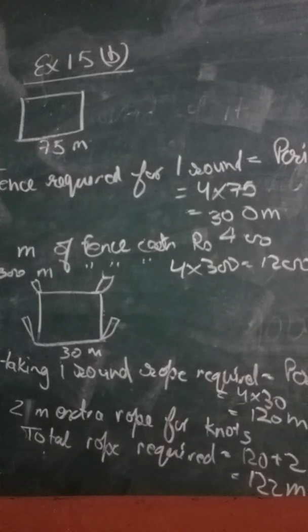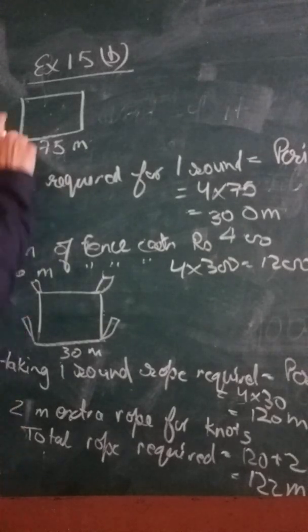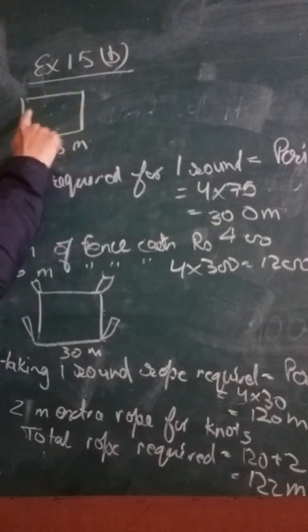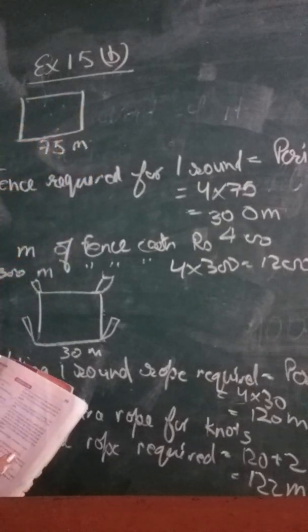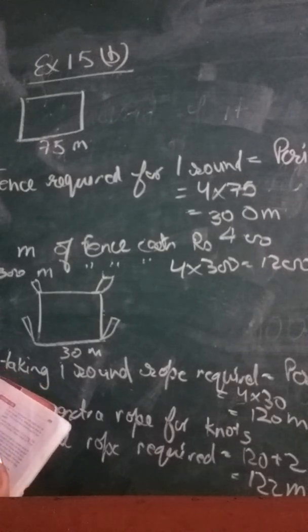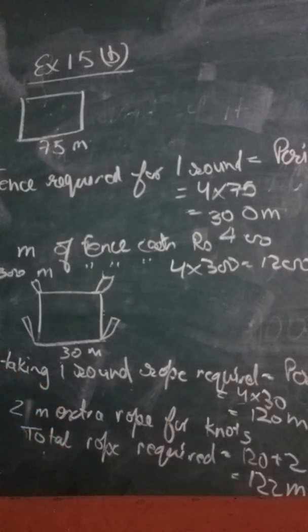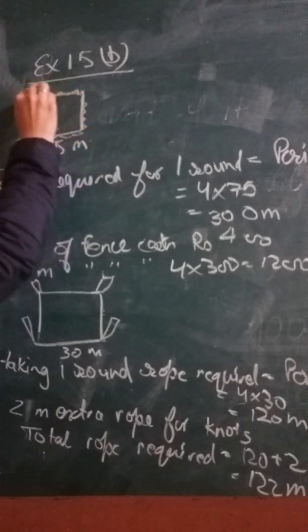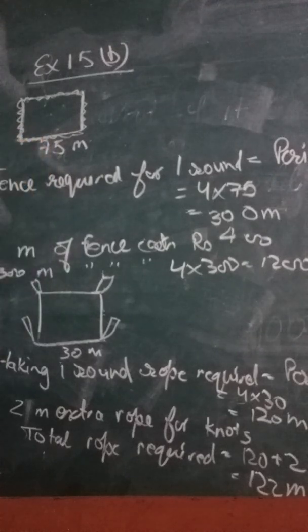Good morning class. Now we are in continuation of our exercise 15b and we are on 6th question. The 6th question says a square piece of ground 75 meter long. So there is a square piece of ground, each side is 75 meter. Find the cost of erecting a fence around it at rupees 4 per meter. That means we have to put a fence around it and then find the cost of that fence.